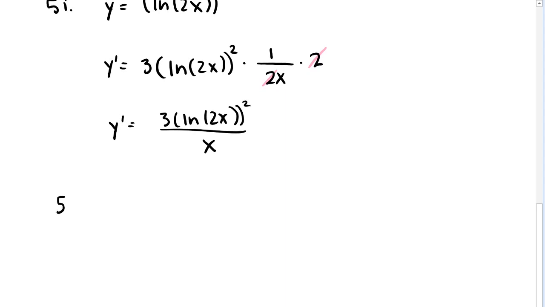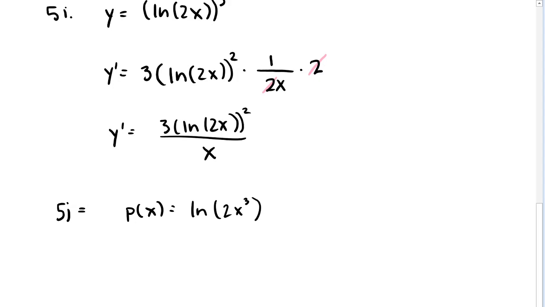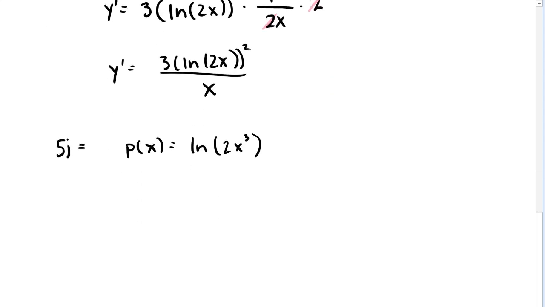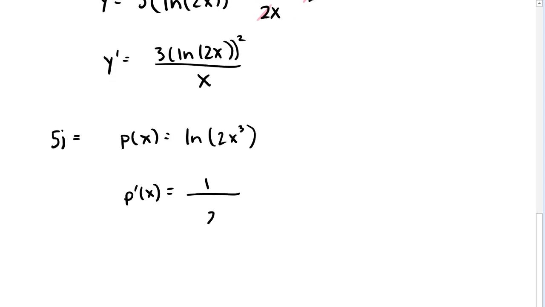Now what about 5j? Well, this is a very similar looking function. We have p of x is equal to ln of 2x cubed. So it's a lot like our previous function, but the cube is not outside of the entire function. We're just cubing x inside the input. And so here this is a friendlier example of the chain rule. So here p prime of x, we would take the derivative of the outside function, evaluate at the inside function, so 1 over x, but instead of just x we have 2x cubed.